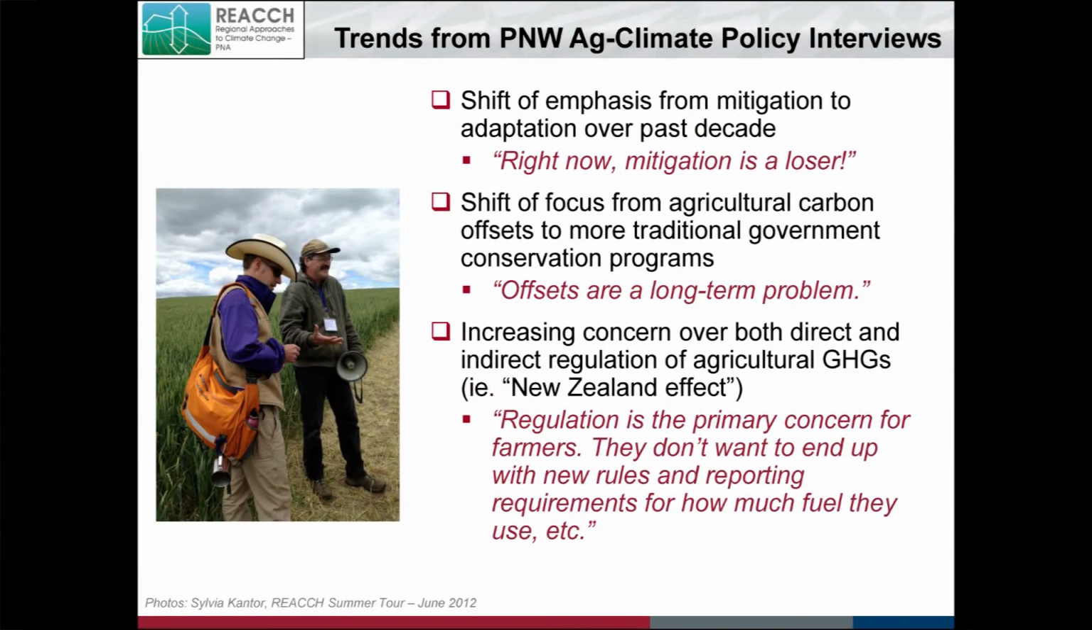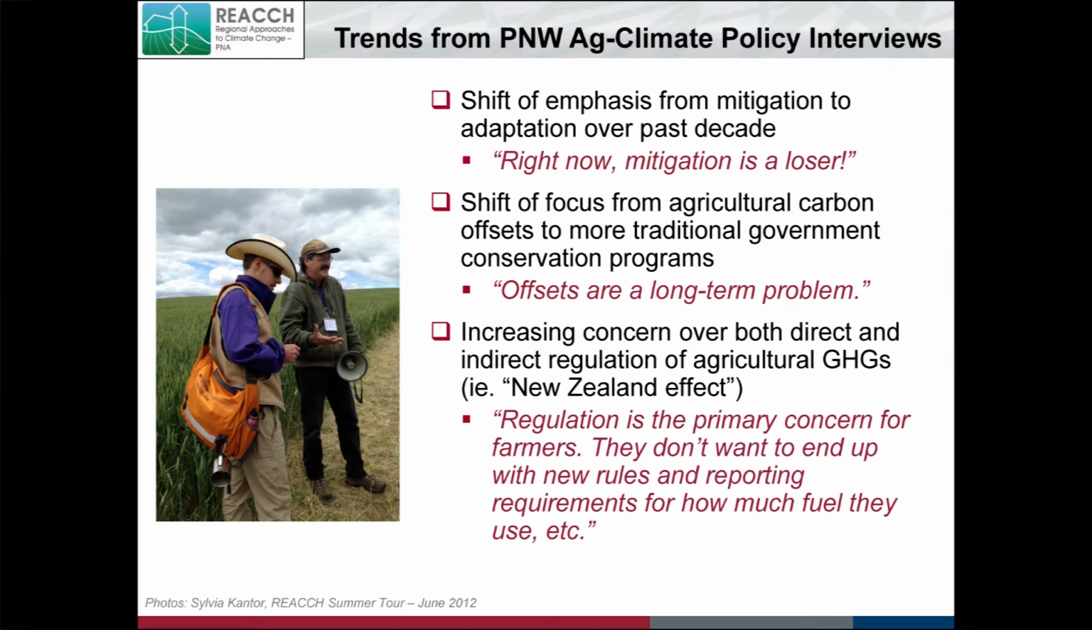Over the past decade, we've seen a shift from an emphasis on the mitigation side to an adaptation side. And one quote, right now, mitigation is a loser. And several people told us that don't even bother bringing mitigation stuff to the table, at least in the region. Shift of focus from agricultural carbon offsets to more traditional government conservation programs for best management practices. Offsets are a long-term problem. It's interesting because in the RFA it says offsets.